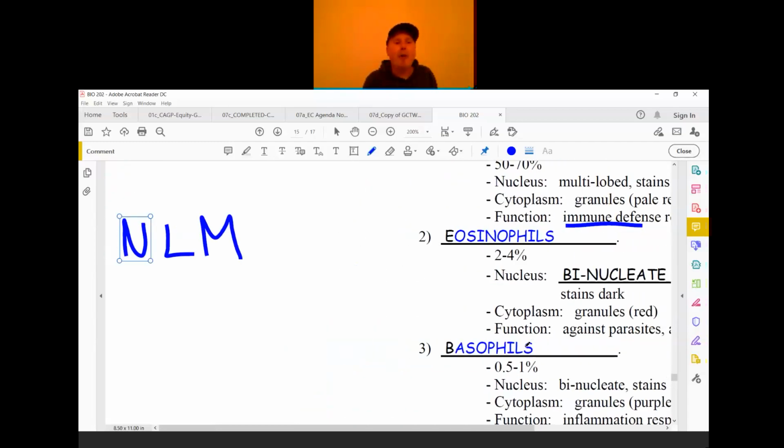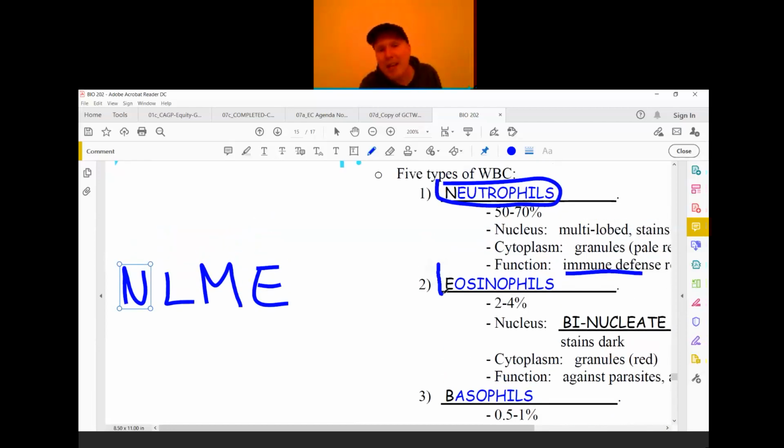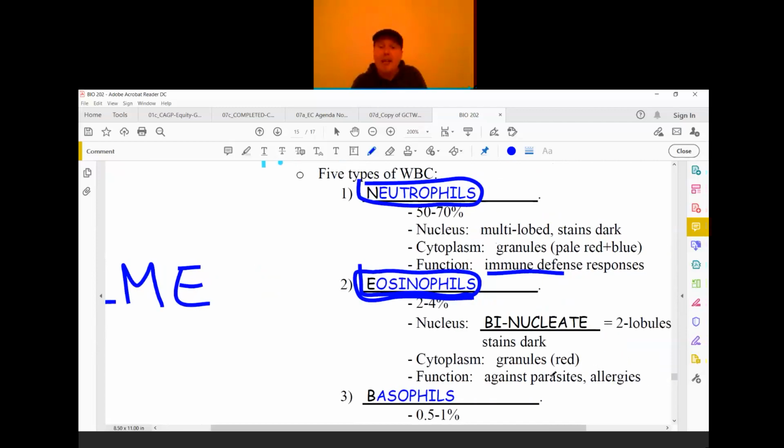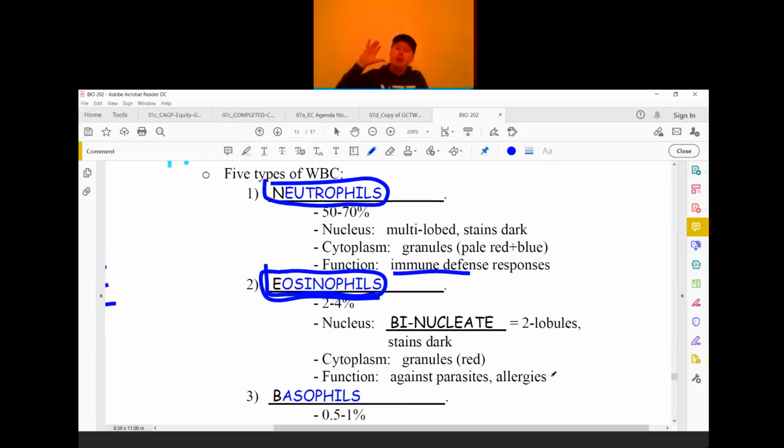The fourth most common, or the second least common, white blood cell type that I want you to know about is going to be eosinophils. Eosinophils make up about 2 to 4% of all the white blood cells in the body. They are binucleate, so they have two lobules of nucleus. It is still one nucleus, but it's made of two lobules, which stain very, very dark. The cytoplasm has granules. And what they do, they actually act against parasites. And they play an important role in allergies as well.